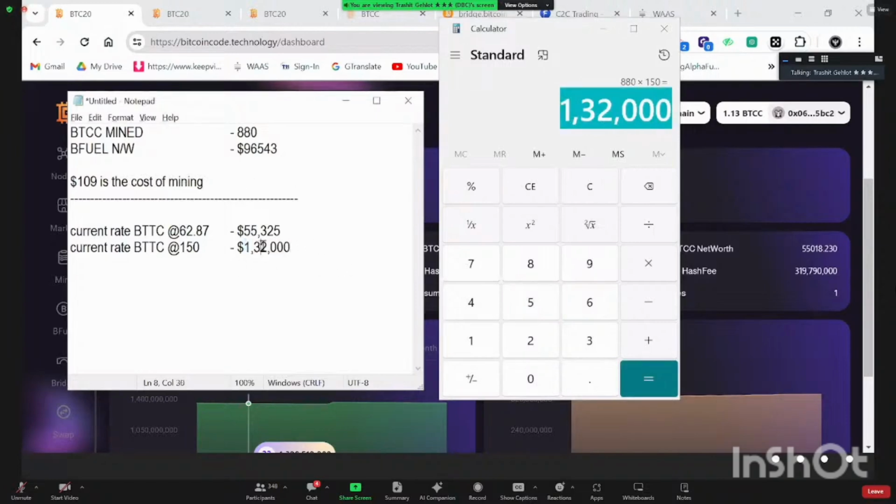Now can you see the profits? The cost of mining was 96,543. So this is my upside. This is my profit, $35,475. See, with just $100 of appreciation, this got to $35,000 worth of profit.